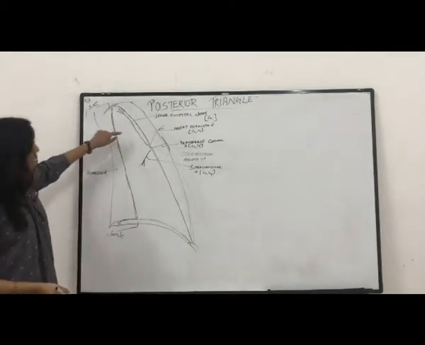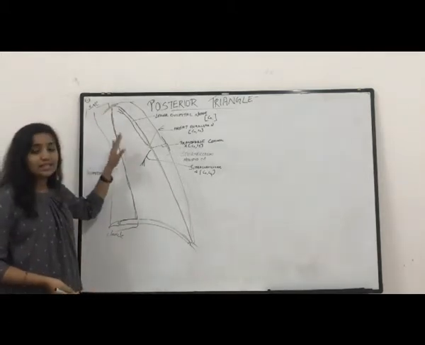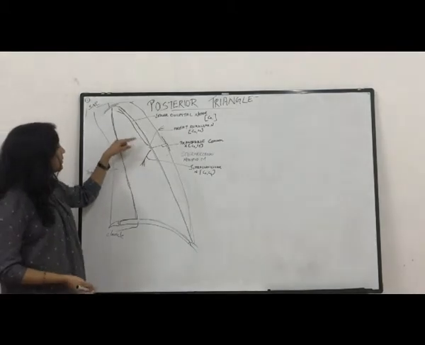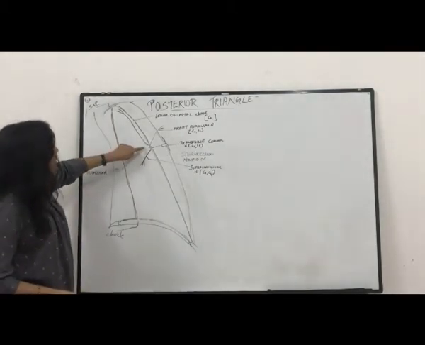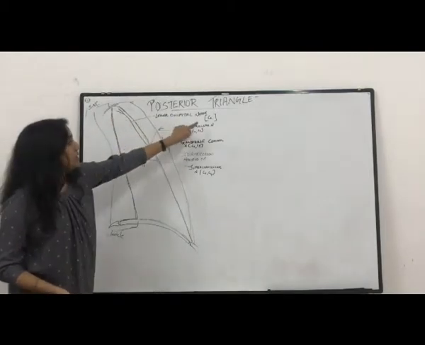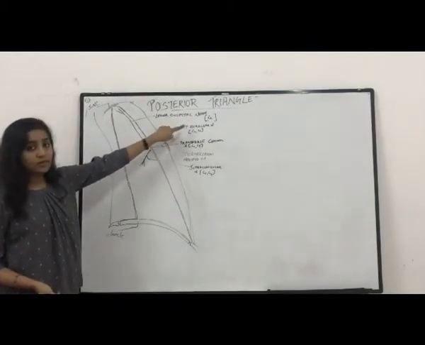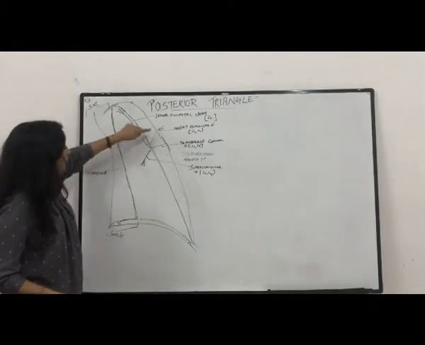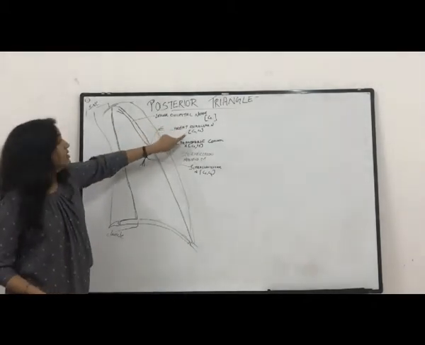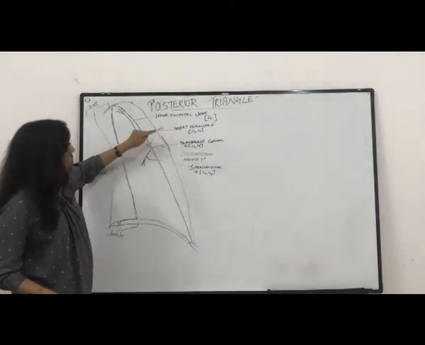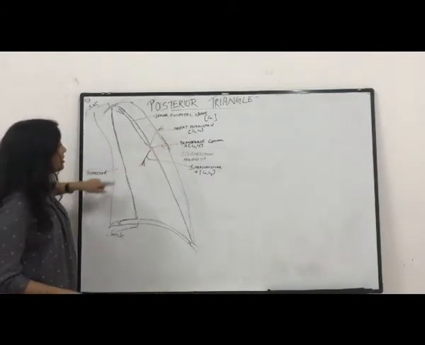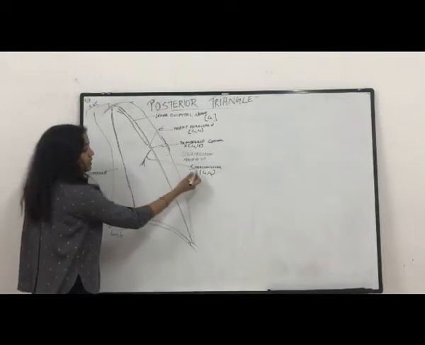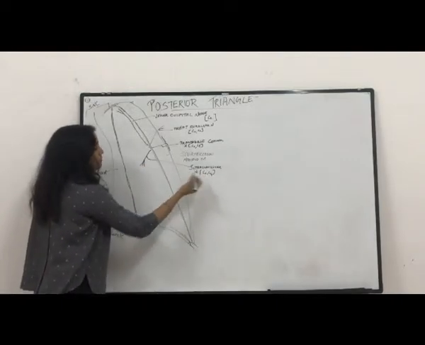So once again I repeat, the four cutaneous branches of cervical plexus which pierce the roof of the posterior triangle. The first one is the lesser occipital nerve, which is formed from the C2 spinal nerve, and great auricular nerve, which is formed from C2, C3 spinal nerves, transverse cervical nerve, which is formed from C2, C3 spinal nerves, and supraclavicular nerve, which is formed from C3 and C4.